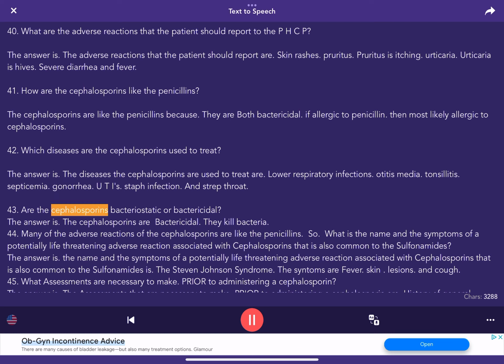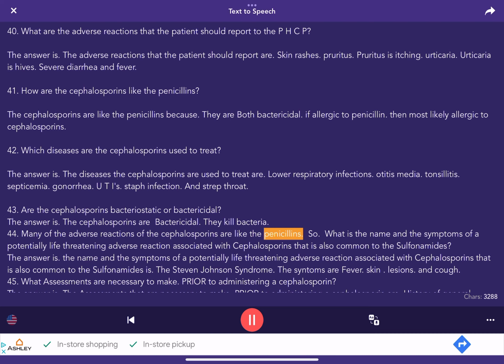43. Are the cephalosporins bacteriostatic or bactericidal? The answer is, the cephalosporins are bactericidal. They kill bacteria.